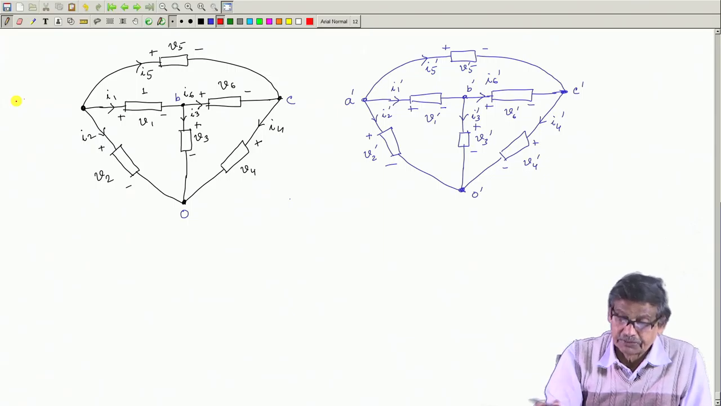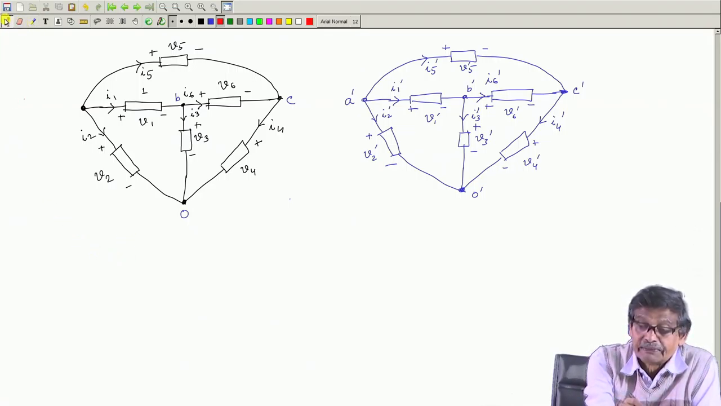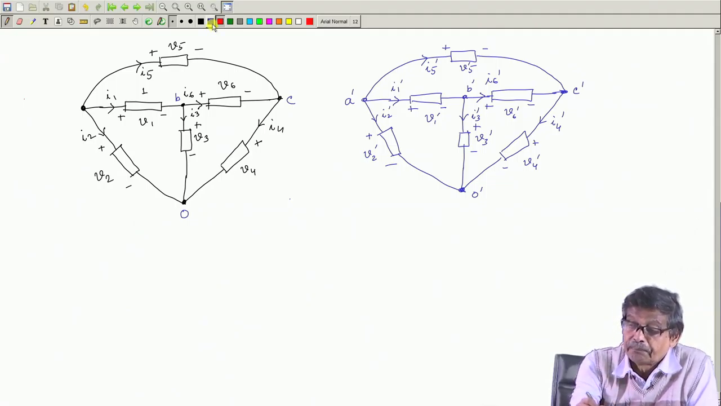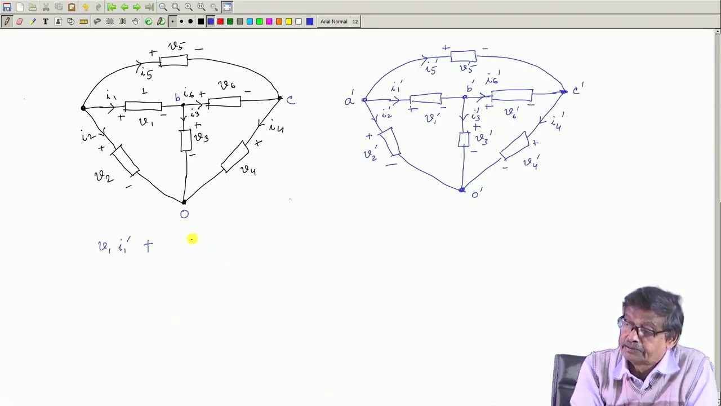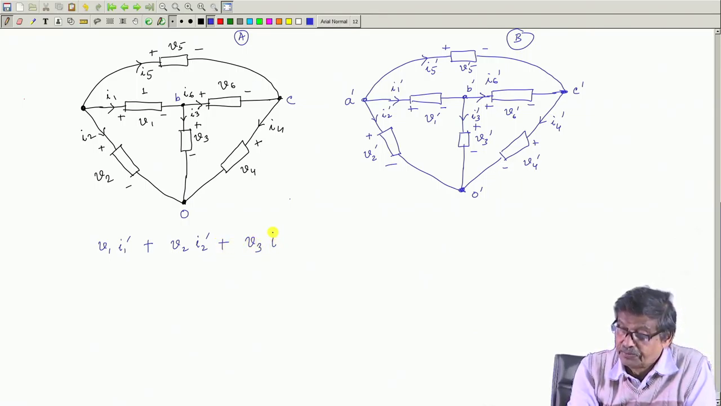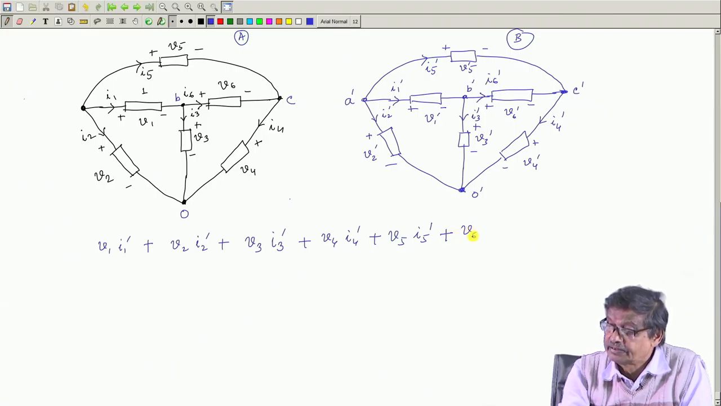Now, come to this circuit once again. Now, what I will be doing is this, as suggested, let us try to calculate V1 and then I1 dashed. Voltage across this element and current in this element, plus power absorbed, all the things, plus V2, voltage across this, and current in the second element of network B. This is network A, this is network B, plus V3 into I3 dashed plus V4 into I4 dashed plus V5 into I5 dashed and plus V6 into I6 dashed.